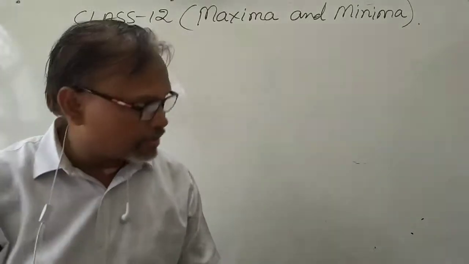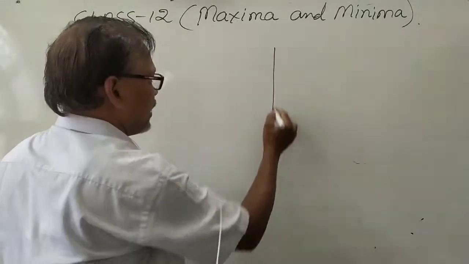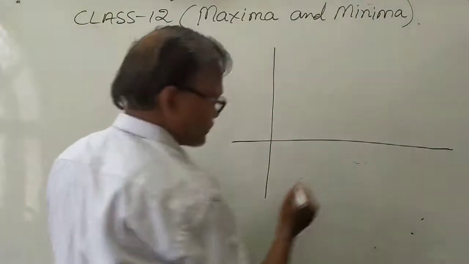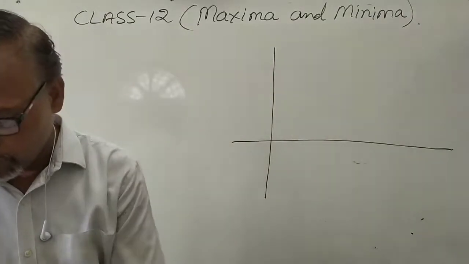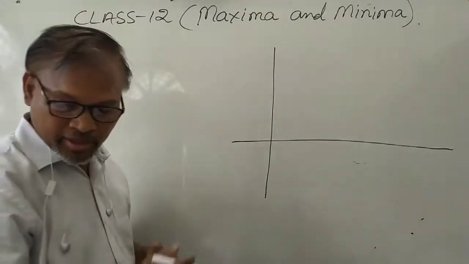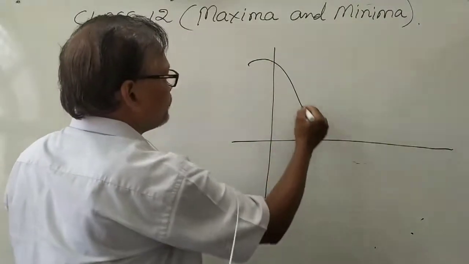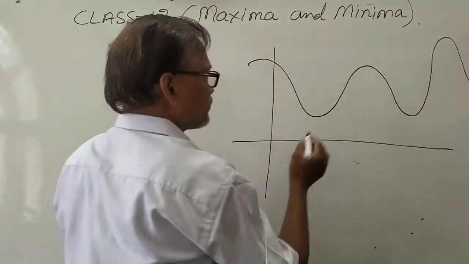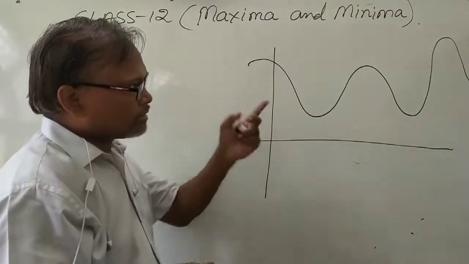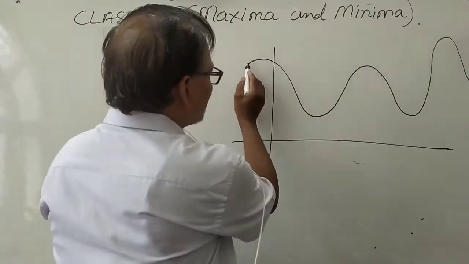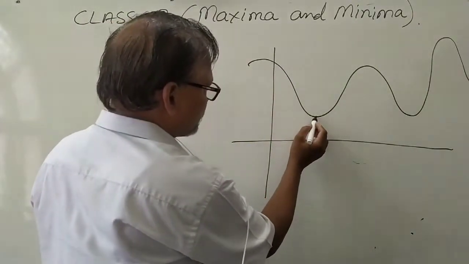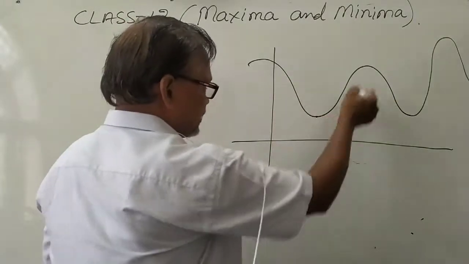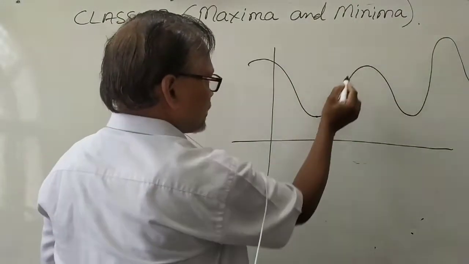What is the meaning of maxima and minima? I will tell you with the graph. In the graph, what is the meaning of maxima and minima? You can see in this graph, when the curve turns from a lower point, meaning decreasing then increasing.